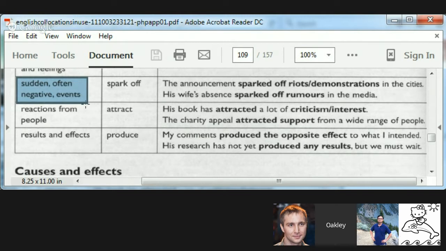Okay, Heidi, back to you. This one's interesting. Sudden is the key word here. Often negative events. Spark off. Another phrasal verb. Spark off. The announcement sparked off riots, demonstrations in the cities. His wife's absence sparked off rumors in the media. Wow.